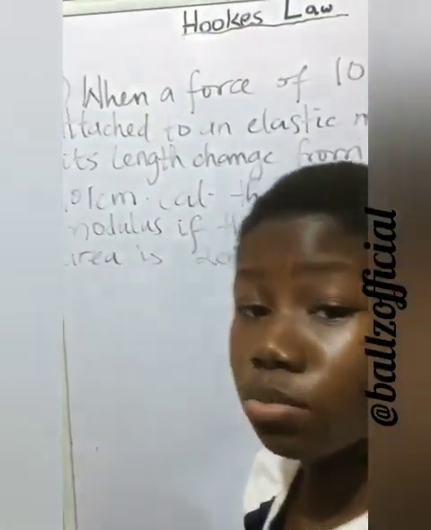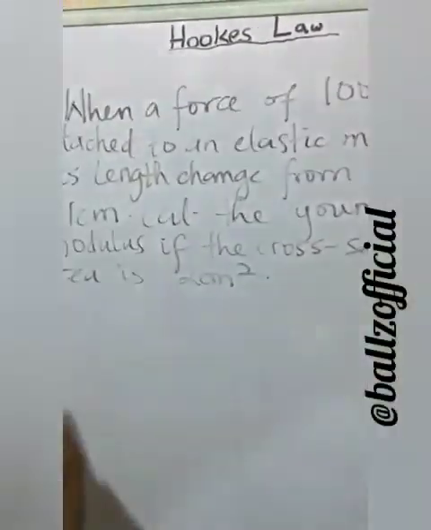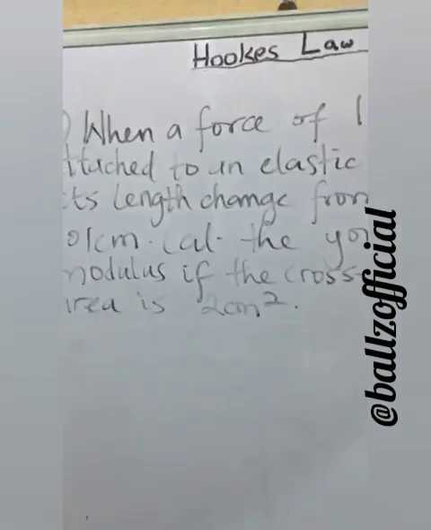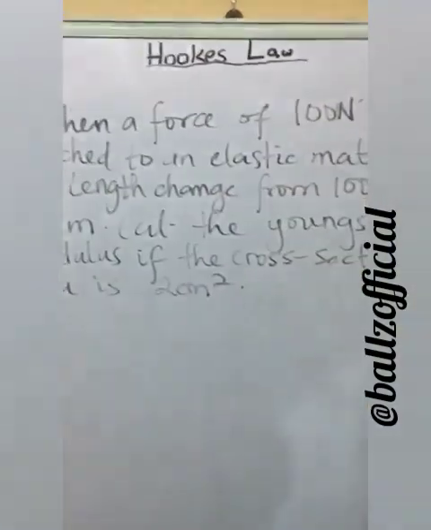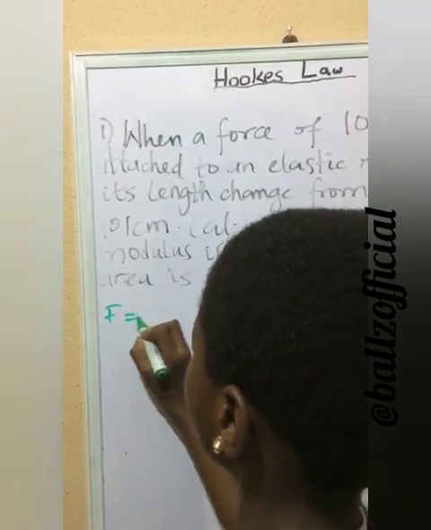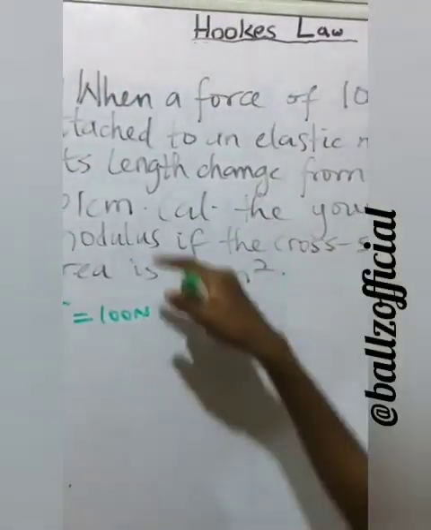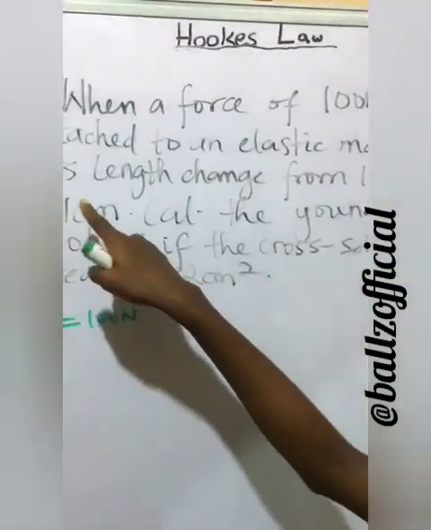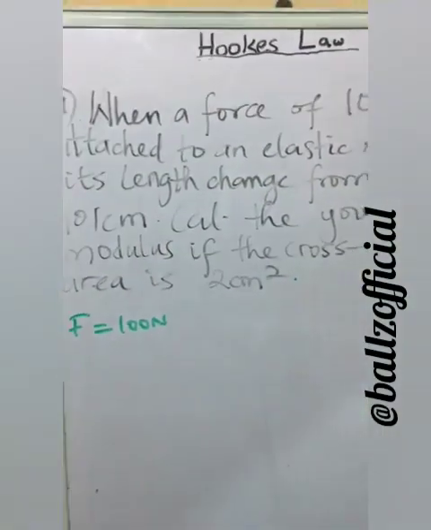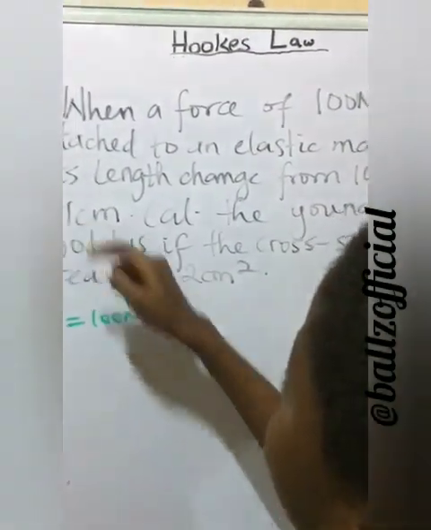It's very important to bring things out so that we can be able to know the formula to use. So I'm going to be bringing out all the quantities here. So they said when a force of 100 Newton, we'll bring it out. F is equal to 100 Newton. Is attached to an elastic material. Its length changed from 100 centimeters to 101 centimeters.